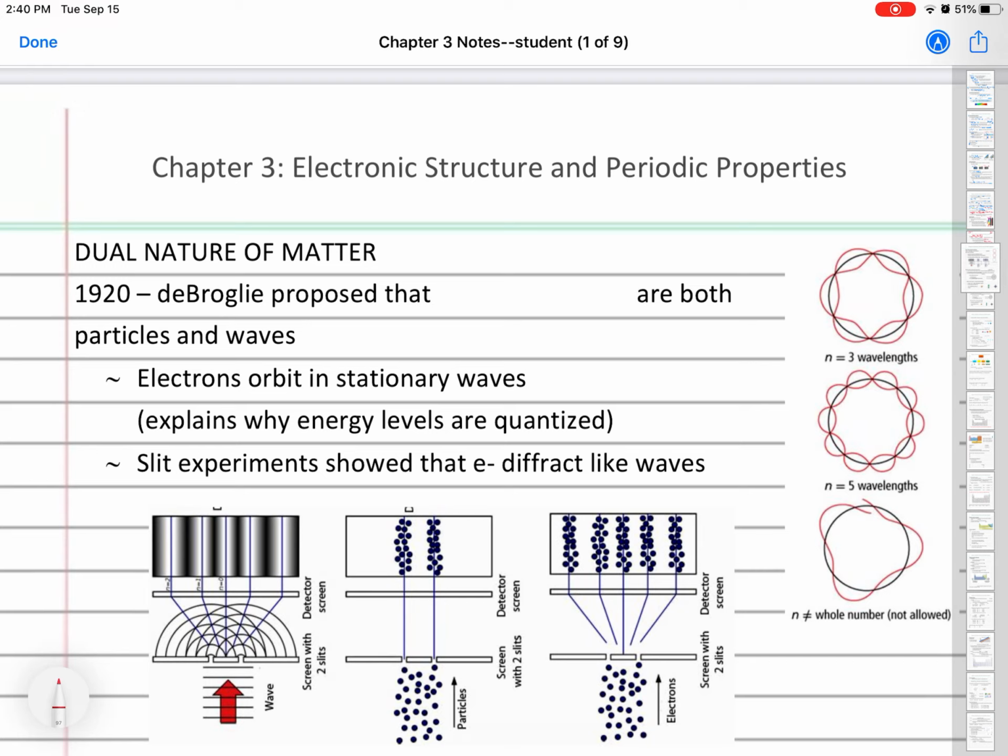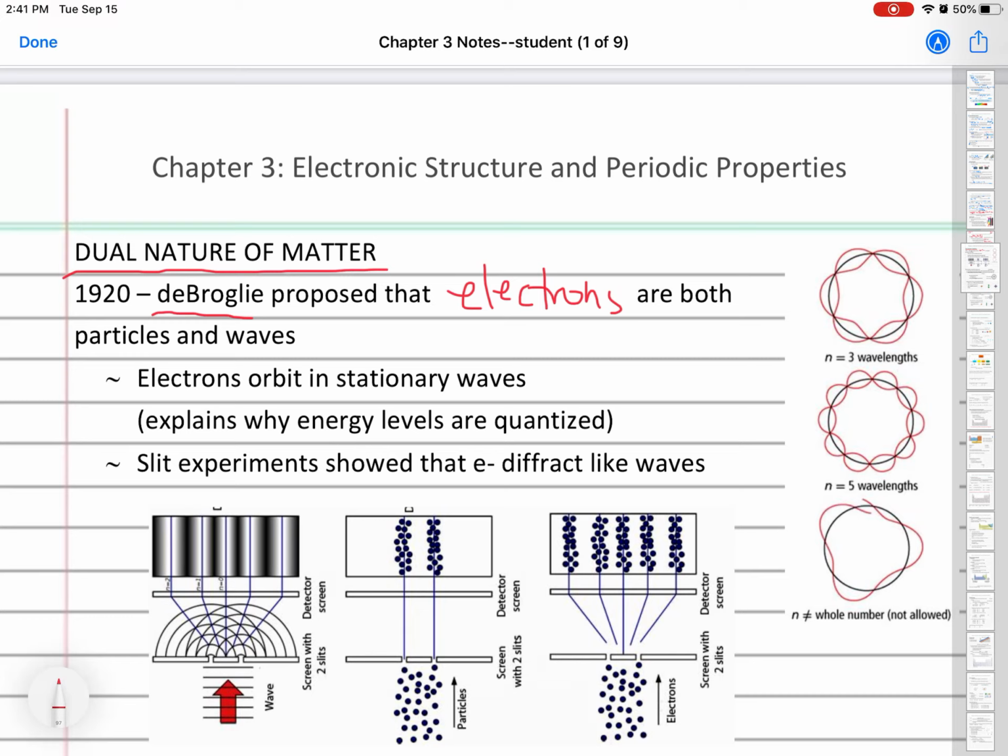All right. So the first person who sort of tried to explain why Bohr's model doesn't work for other atoms was de Broglie in 1920. And he basically said, well, light can act as a particle and a wave, so why can't electrons? So he was the first to propose that electrons are both particles and waves. Just like light, we have a dual nature of light. Well, guess what? There's a dual nature of matter too. It's all very trippy in the field of quantum physics.